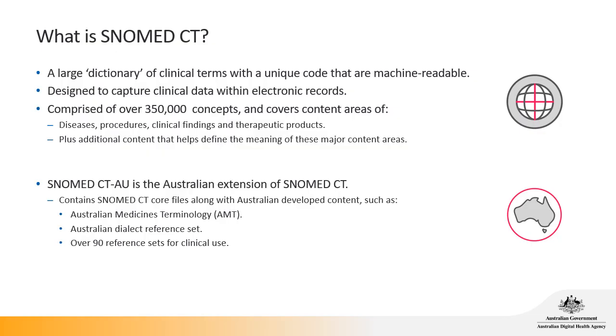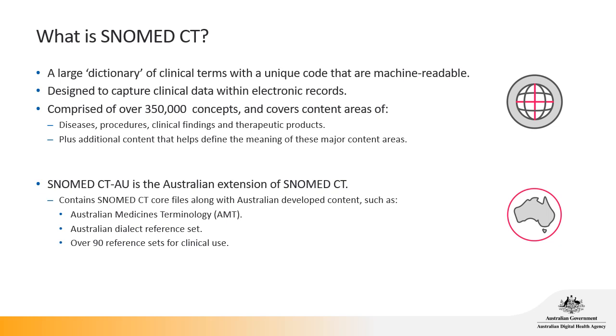I'll first briefly recap what SNOMED CT is. At a high level, SNOMED CT is a large dictionary of clinical terms in the sense that it contains concepts with meaning that is designed for clinical data capture. It's very comprehensive and currently contains over 350,000 concepts covering large content areas such as diseases, procedures, clinical findings, body structures, substances, and therapeutic products, plus additional content that helps define the meaning of these major content areas, or what we call qualifiers.